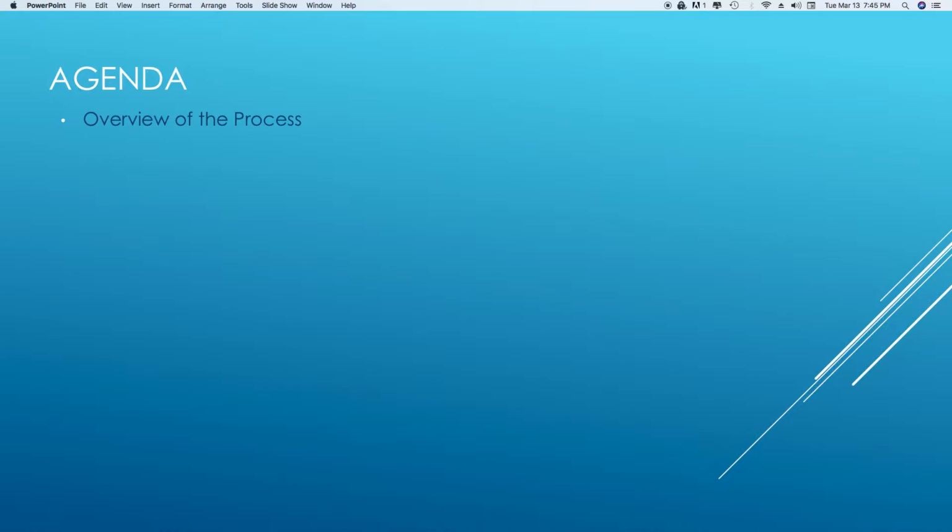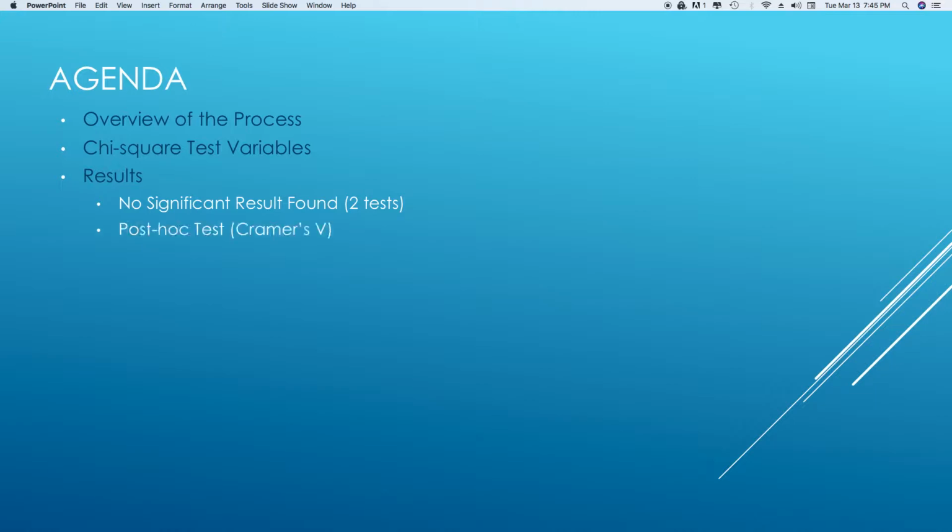On our agenda, I will provide an overview of the process. We are going to examine the chi-square test variables. We will go over the results of the three tests, which will include two tests in which we found no significant results. So in the case where we do find significant results, we want to refer to Kramer's V. And we'll finally go over the significant results in the one test.